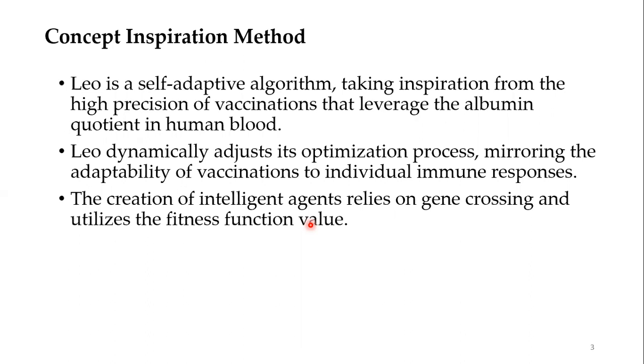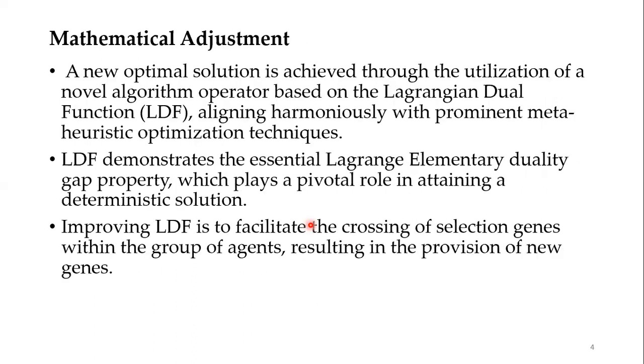LEO dynamically and robustly adjusts its optimization process, reflecting the adaptability of vaccination to individual immune responses. The creation of intelligent agents relies on gene crossing and utilizes the fitness function value.